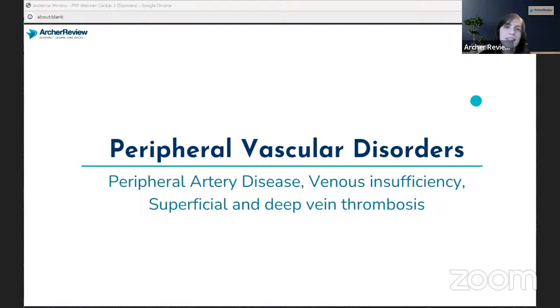So now we're going to talk about peripheral vascular disease. And with that, it's a big, wide category. Today, we're going to focus on the highlights, what you're really going to see in the clinic, and how you're going to diagnose and manage it. And we're going to start with peripheral artery disease.